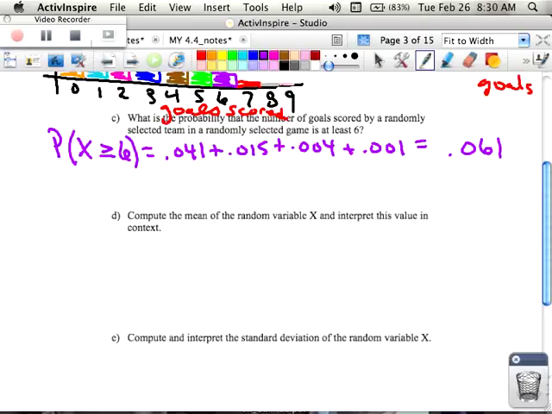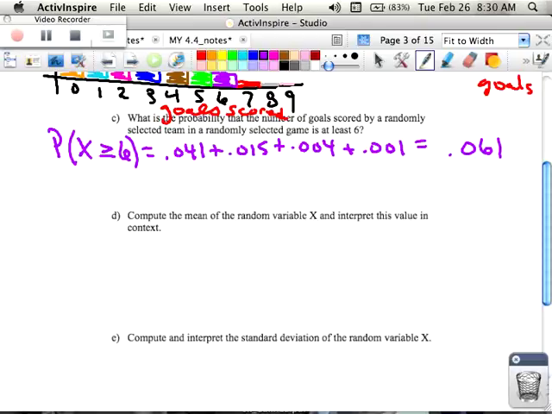Justine here. In this next part, we're supposed to compute the mean, that was our mu, and then interpret it in context. Whenever they use the word context, they want you to talk about what they said in the opening paragraph. So make sure you don't just say this is the mean number of goals scored or any of that kind of stuff. Make sure you use a sentence to describe what's going on.